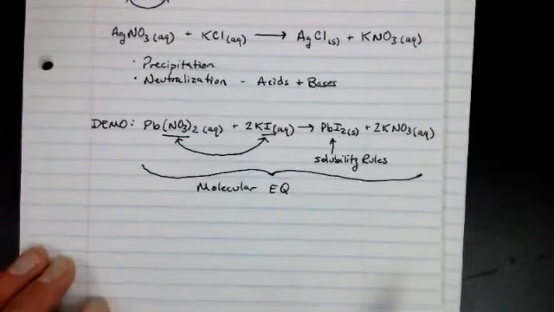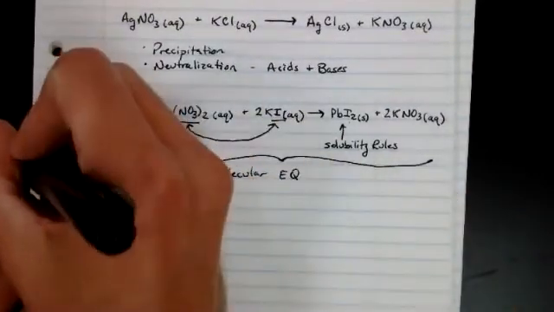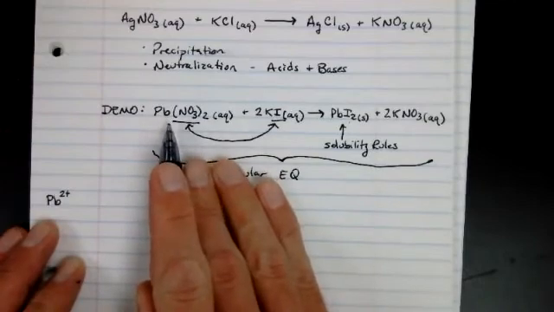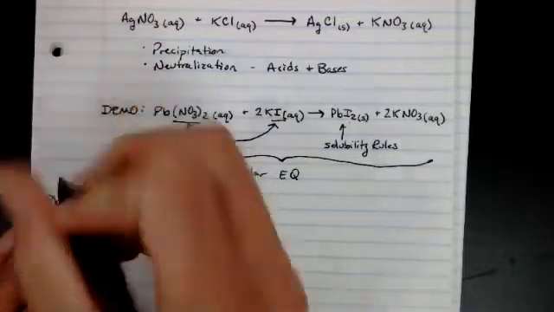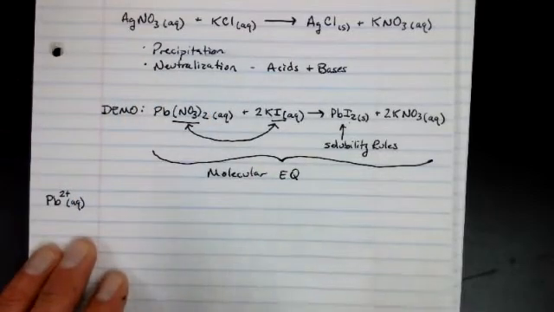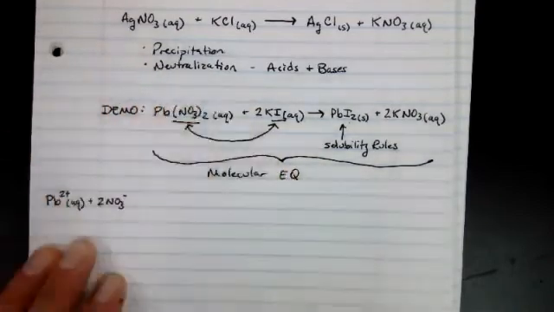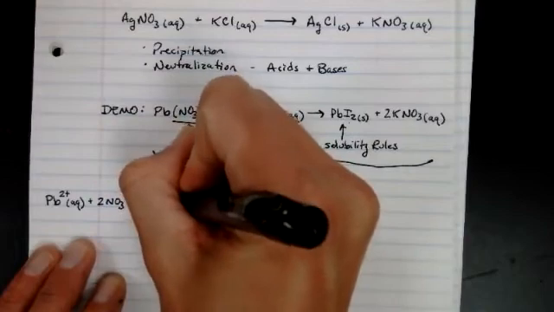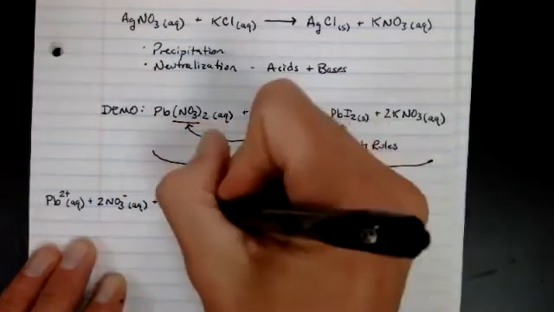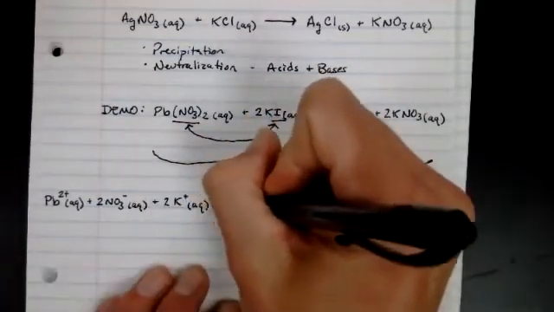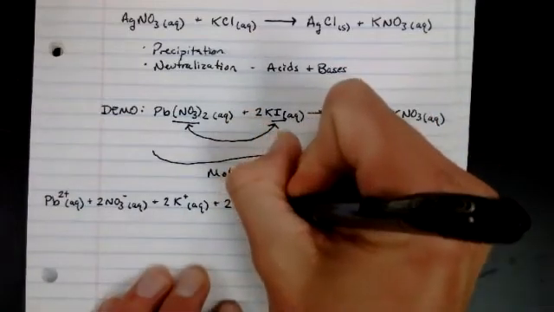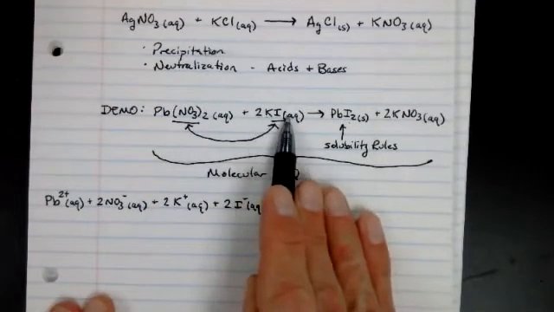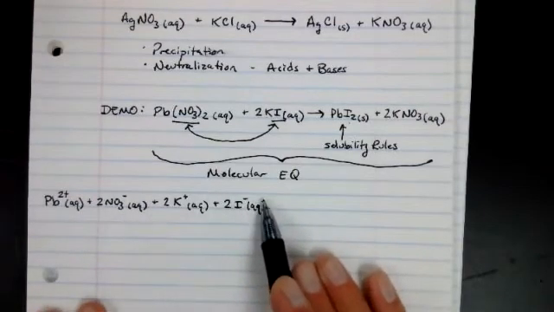And so sometimes what we'll do is we'll take an equation like that and we will write it like this. We will split each of the ions into their ionic form. And so here we've got lead with a +2 charge, which is aqueous, plus 2 nitrate anions with a -1 charge, which is aqueous, plus 2 potassium ions with a +1 charge, which is aqueous, plus 2 iodide anions with a -1 charge and is aqueous. I took my lead nitrate, I took my potassium iodide, and I broke them down into their ionic forms.